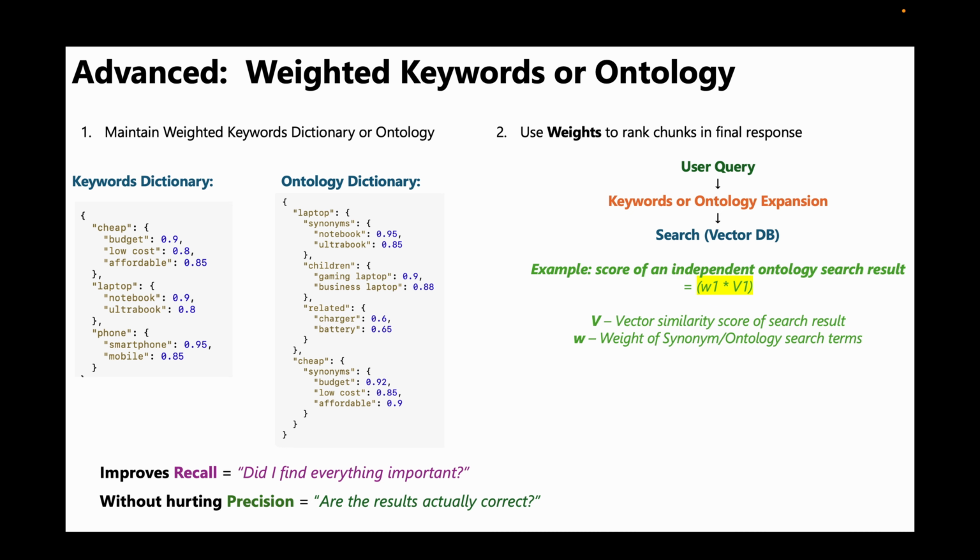And if terms are only used to build one expanded query, then the weights can be used to influence the query construction process itself. The weights ensure that we find everything important while also keeping the results precise.